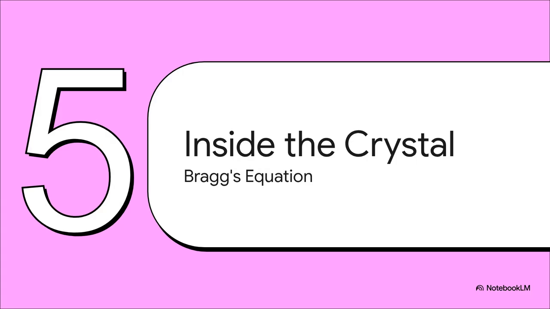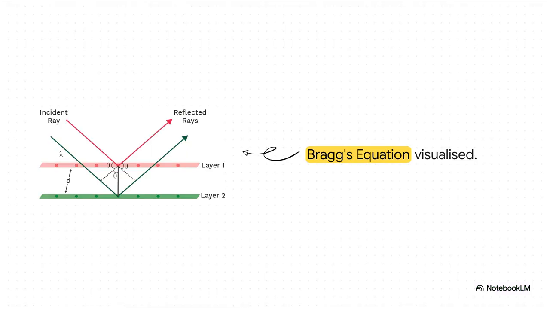Section 5. Inside with Bragg's equation. Now, you might be wondering, how do we actually know all this geometric math is true? We can't exactly stick a tiny ruler inside a diamond, right? Well, Max von Laue and the Braggs figured out they could use X-rays to literally look inside solids.